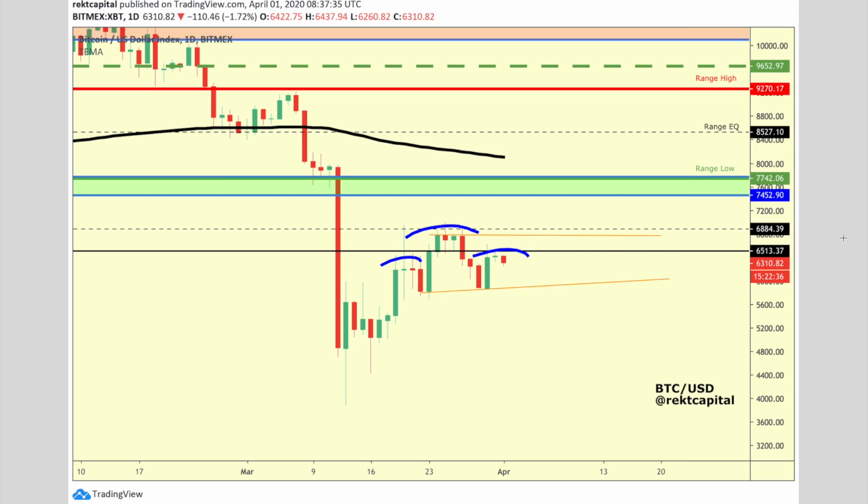Here's my TA on Bitcoin at the moment. Just to accommodate for this head and shoulders idea, I've just circled these 3 tops, and at the moment we are seeing a rejection from this point right over here.